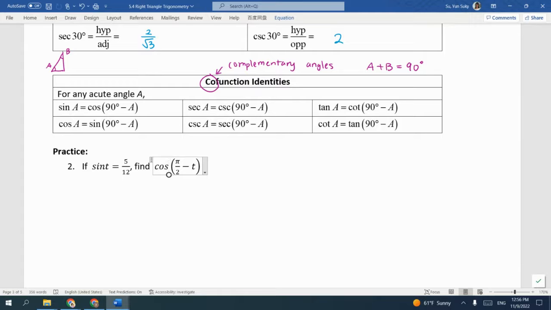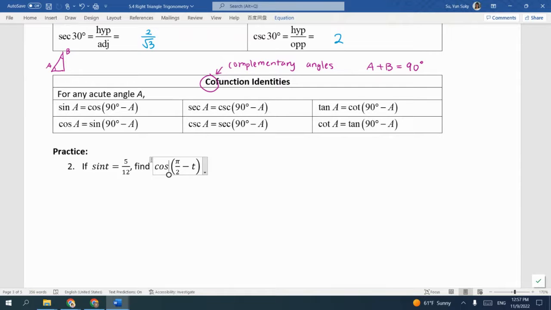And then secant and cosecant. Secant A is cosecant of 90 degrees minus A. Cosecant A is secant of 90 degrees minus A. What's secant? Let's say secant of A. Secant is 1 over cosine. Cosine is adjacent over hypotenuse, right? So secant is hypotenuse over adjacent. But look at B. The side adjacent to A is the same as the opposite of B. So hypotenuse over opposite is cosecant. Right, everybody?